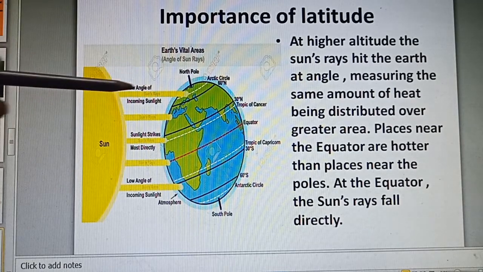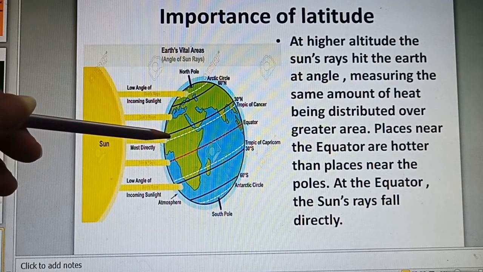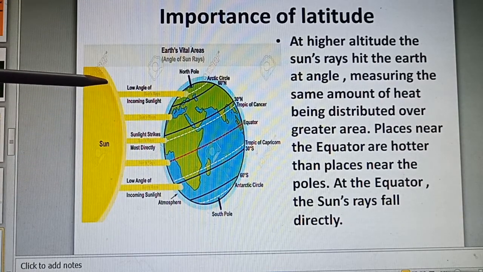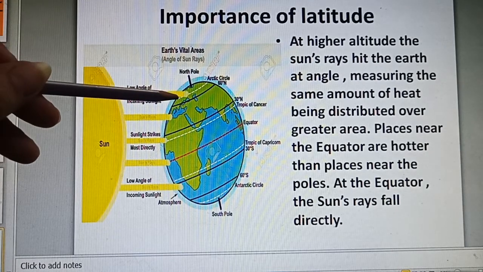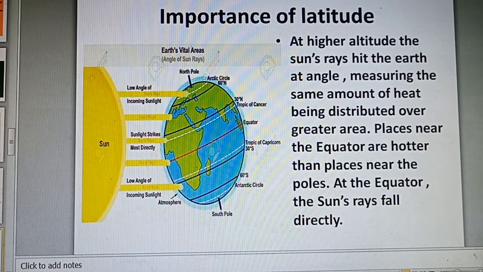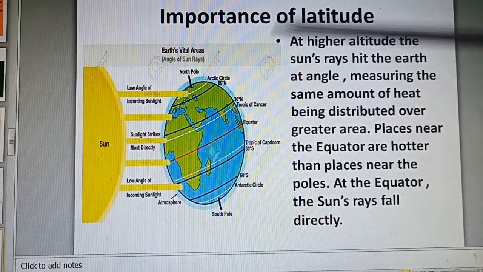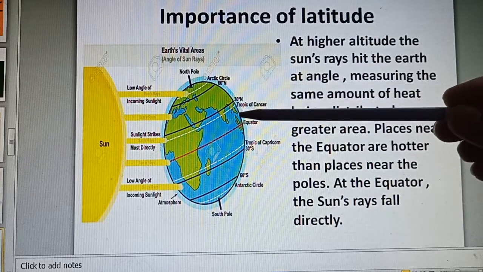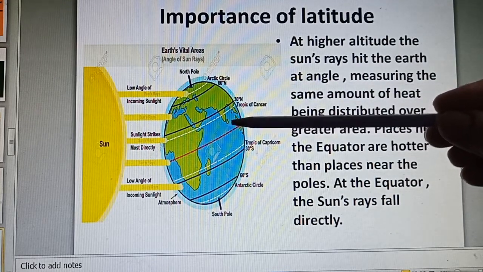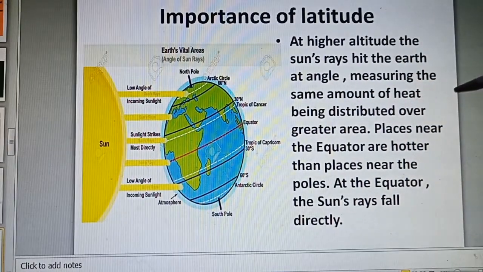So, and it takes longer time. And you can see this is the direct sun rays falling over the equator, and the rays of the sun near the poles take longer time and spread over a greater area. Because of this, the difference between the duration of day and night is hardly felt over the equator. As we move towards the pole, towards the north pole or the south pole, the difference between the duration of day and night keeps on increasing.